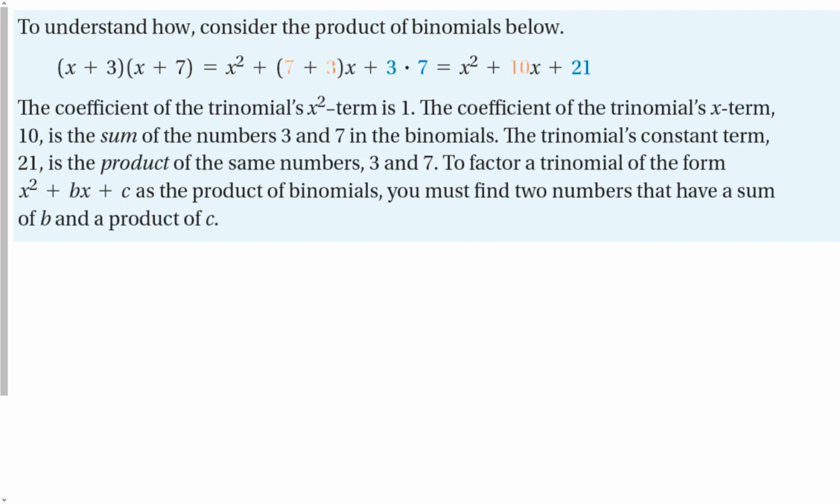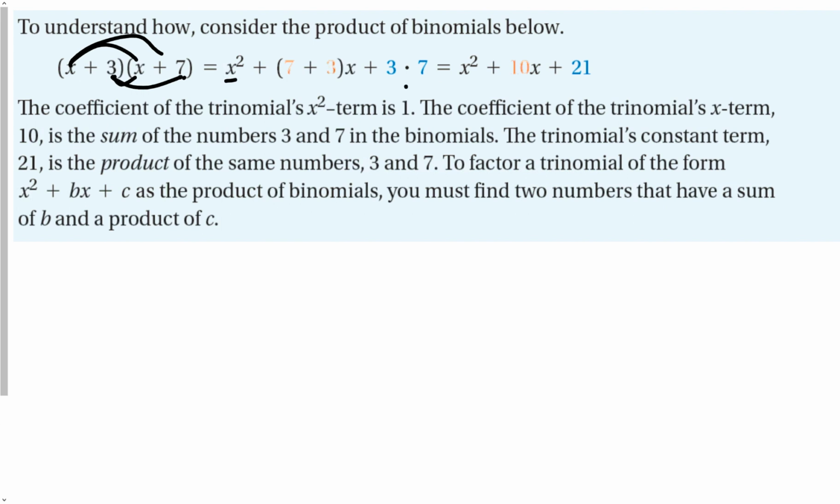Okay, so to understand how to do it, first we remember how to multiply x plus 3 times x plus 7 with the FOIL method, right? First, outside, inside, last. So the first two, x times x gives me x squared. X times 7 gives me 7x. 3 times x gives me 3x, so it's 7 plus 3 times x. And then 3 times 7 gives me the 21.